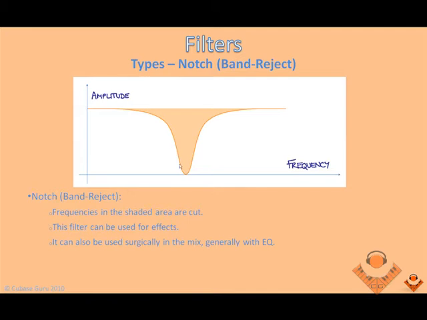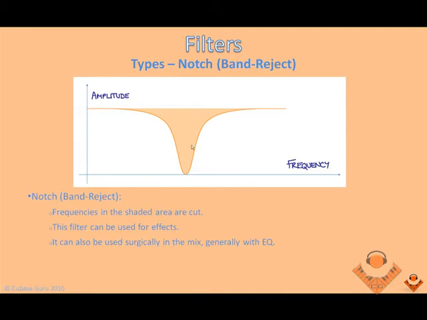Notch. Again, as you can see by the picture, it's the opposite of band pass, band reject. So what the filter itself does is reject or cuts out these frequencies instead of allowing them through. As it says here, frequencies in the shaded area are cut. This filter can be used for effects. It can make some odd effects if it's modulated up and down. It can also be used surgically in the mix, generally with EQ.